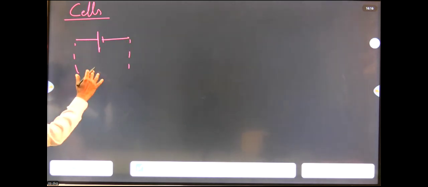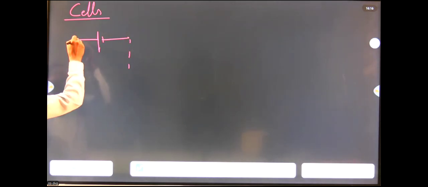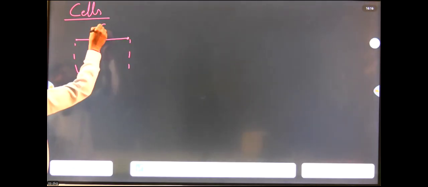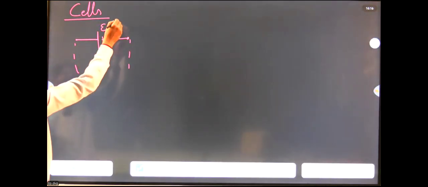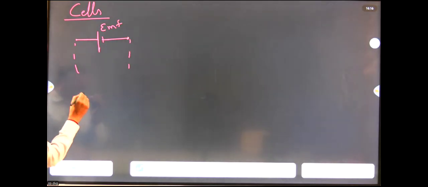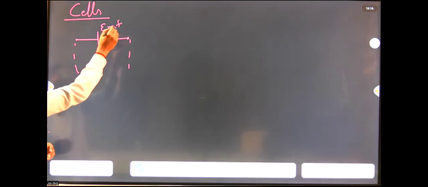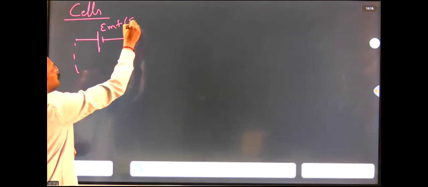If no current is drawn from a cell, then whatever potential difference there is between these two terminals, we call that EMF, right? EMF of a cell is the open circuit potential difference. If no current is drawn from the circuit, whatever is the potential difference in the open circuit is called EMF E, represented by the symbol E.